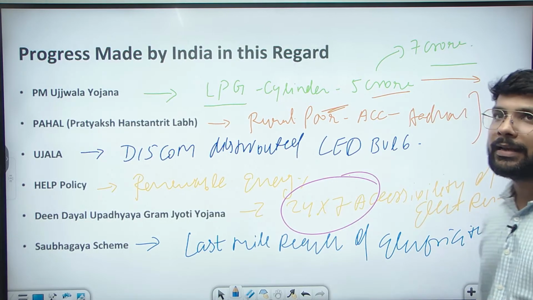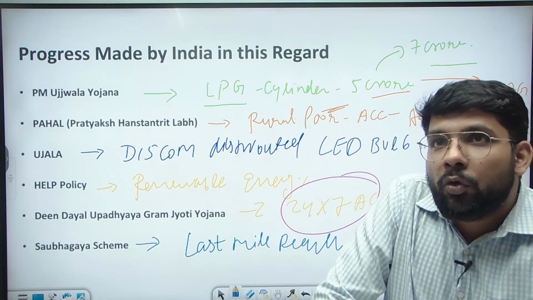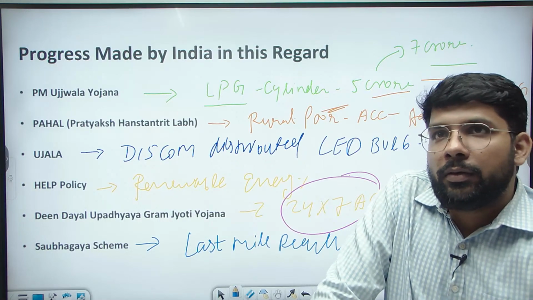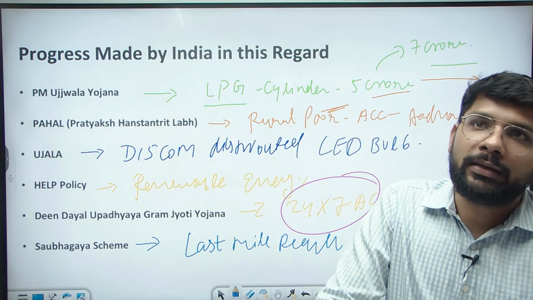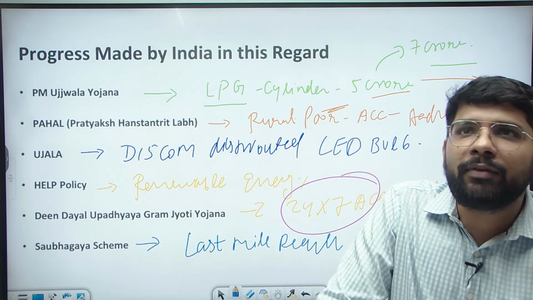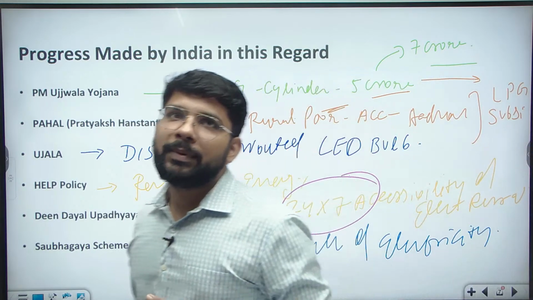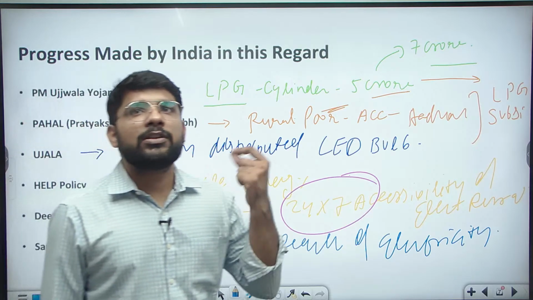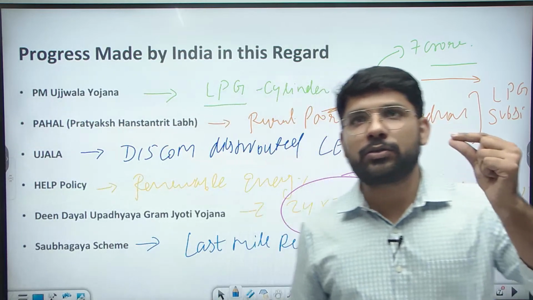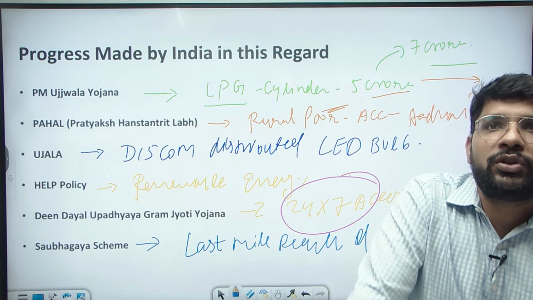The last mile reach of electricity means the electricity is available to all the villages and urban areas of the country. So these are the initiatives taken by the government of India. We can revise again. The PM Ujjwala Yojana focuses on the distribution of LPG cylinders. The PAHAL scheme focuses on the subsidy of the LPG cylinder going directly into the account of the beneficiary.